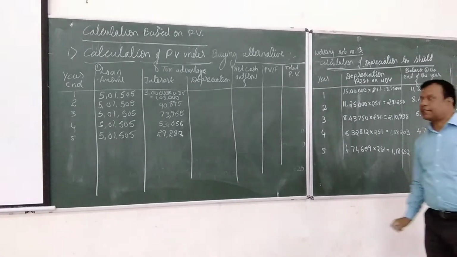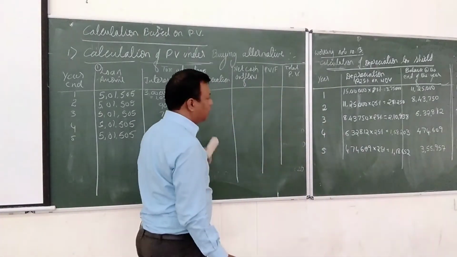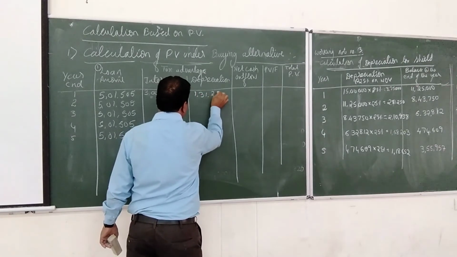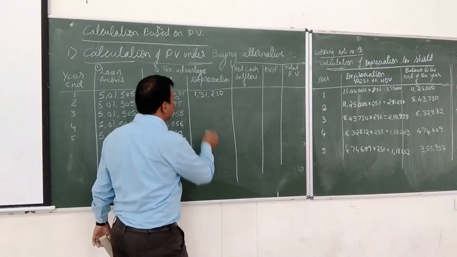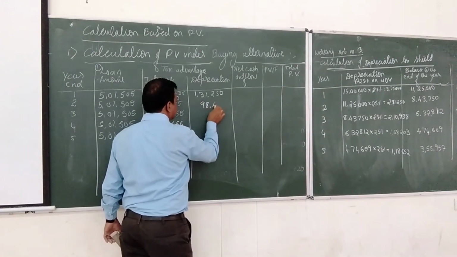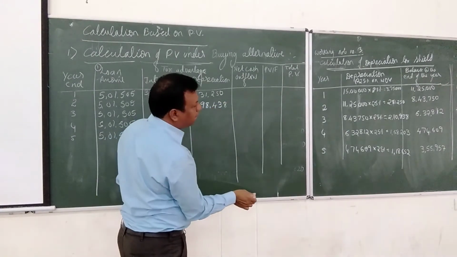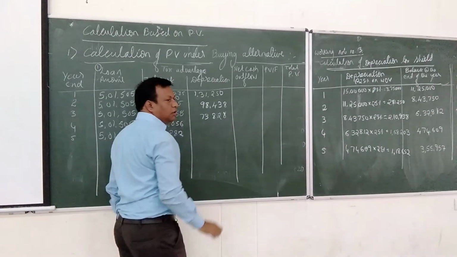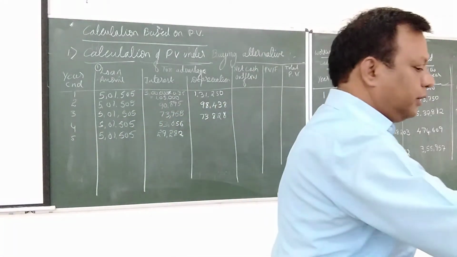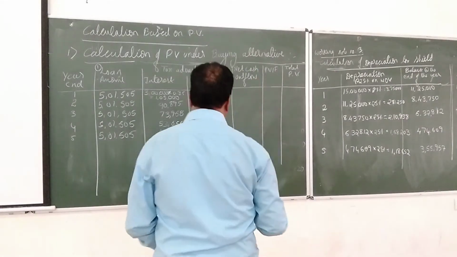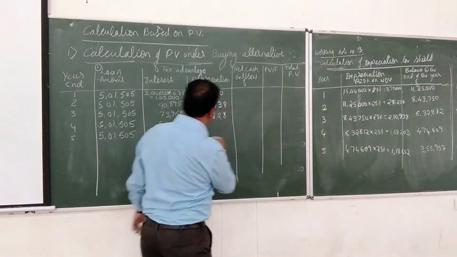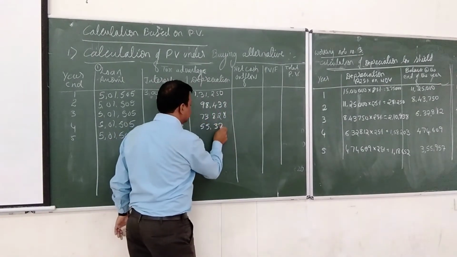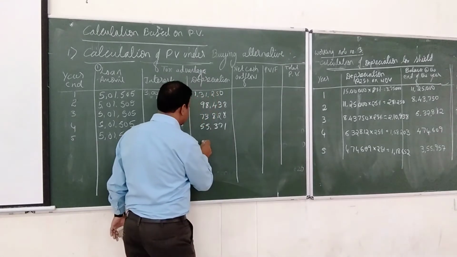Okay. So now we got the tax advantage on depreciation. To write the same amount: first year 1,31,250. Second year 98,438. Third year 73,828. Then fourth year is how much? 55,371. 41,528.